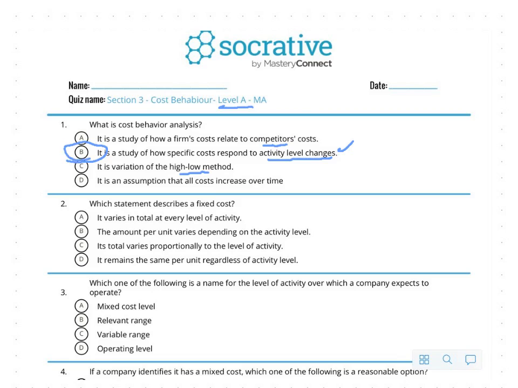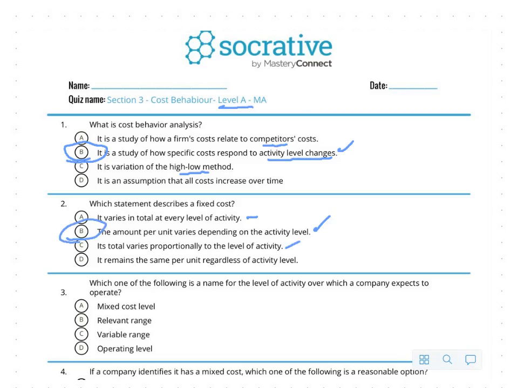Which statement describes a fixed cost? It varies in total? No, it does not vary. It remains the same in total. The amount per unit varies depending on the activity level. Yeah, that's true. Its total varies proportionally to the level of activity. No, not true. It remains the same per unit. No, that's a variable cost. So your answer here is B.